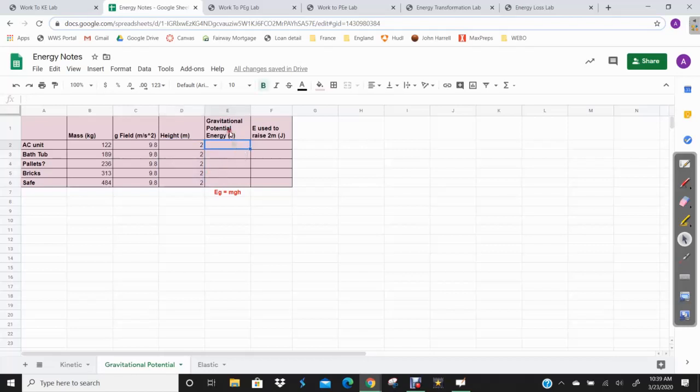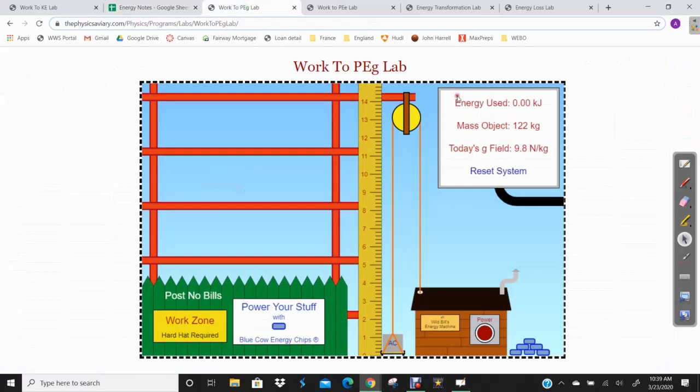We're going to look at how much gravitational potential energy was gained by each of those objects by looking at this equation here. We're going to multiply the object's mass times the acceleration due to gravity times the height that the object was raised to. So the masses are preset, the height's preset, okay, and our field strength here is preset. So we can actually go ahead and calculate all of these. What we're interested in is, in the lab, it's going to tell us up here how much energy was used to move the object up to 2 meters.